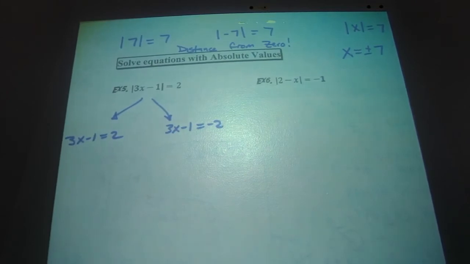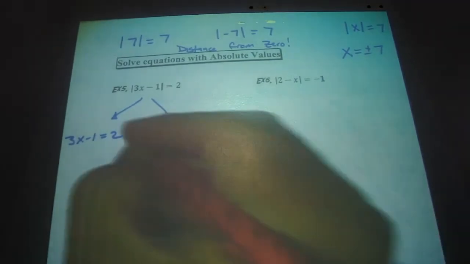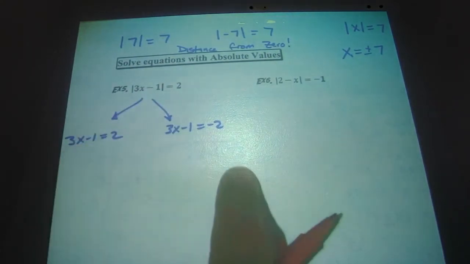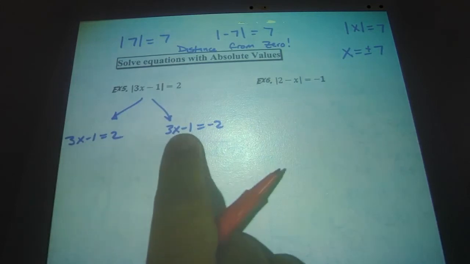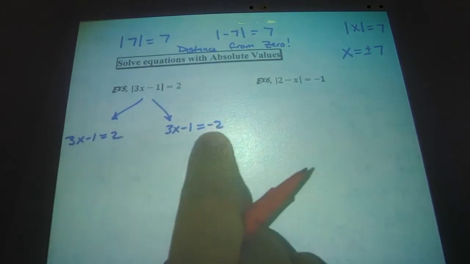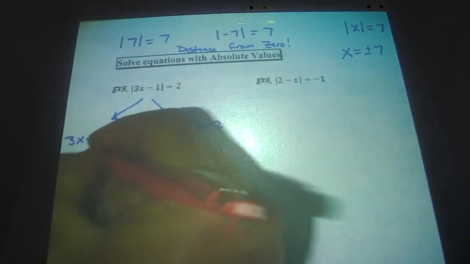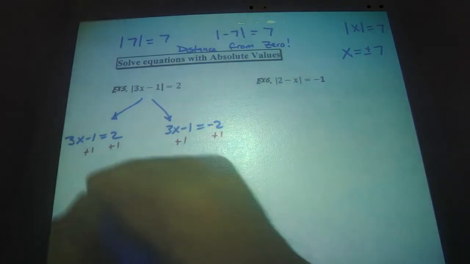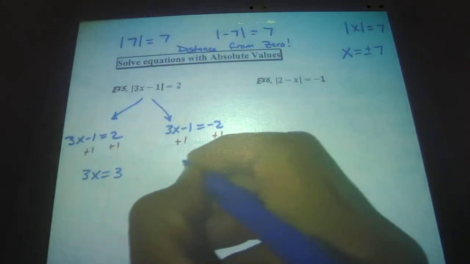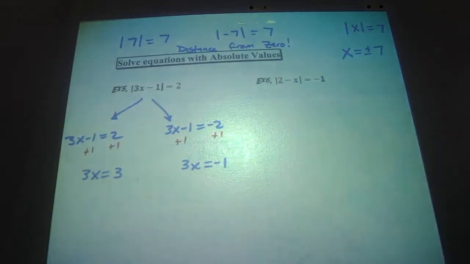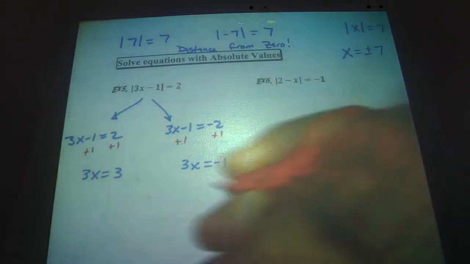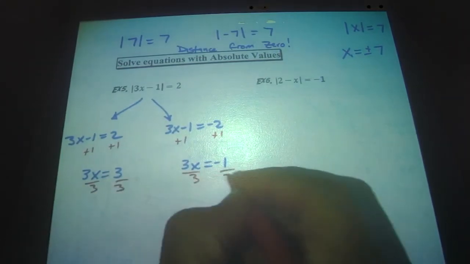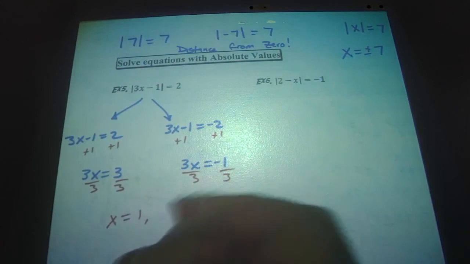All right. The nice thing is when you solve these, it's exactly the same thing. Notice that what's inside stays 3x minus 1. It's not 3x minus 1 and 3x plus 1. It's the guy on the outside of the absolute value that changes. So I solve these exactly the same way. I'm going to add 1 and add 1. So now I've got 3x equals 3 and 3x equals -1. Divide by 3. And I get x equals 1 and -1/3.